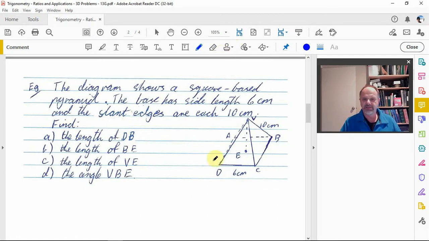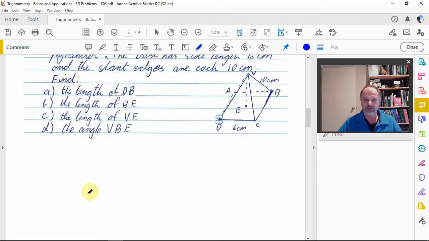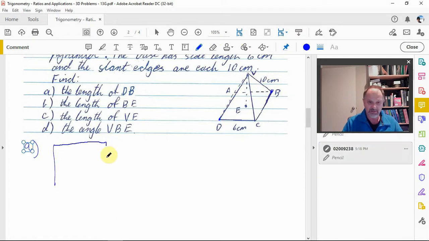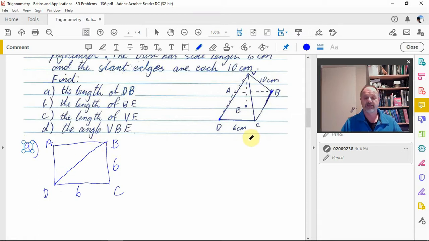All right, so the length of D to B, so that's the length from this corner here to this corner here, across there, we want to know. So the best thing that we can do is we don't need to worry about these edges here. All we need to worry about with that is the square base. So if that's D, that's C, that's B, and that's A. And we're told it's a square base, so that's 6 and that's 6. So if we go across there, then that's the distance from D to B.